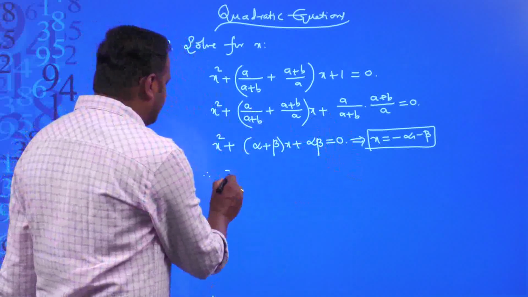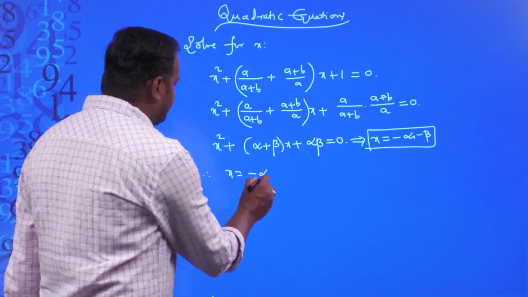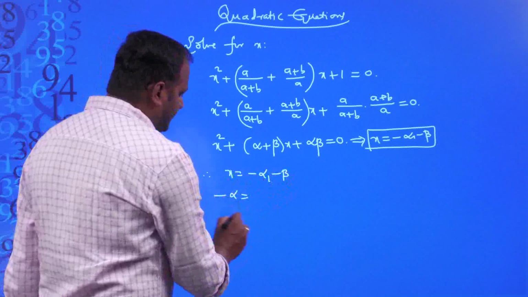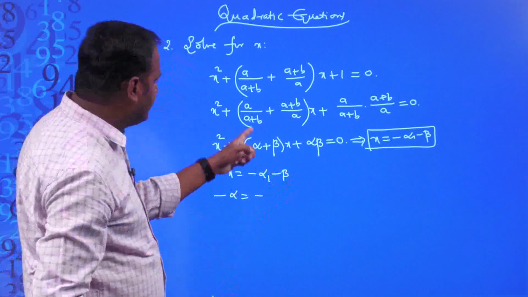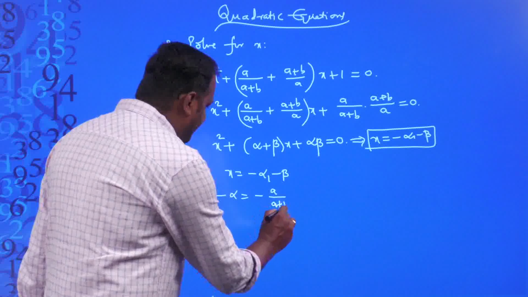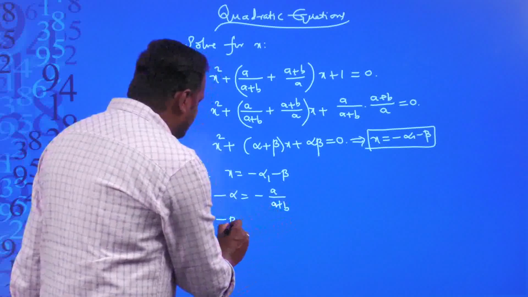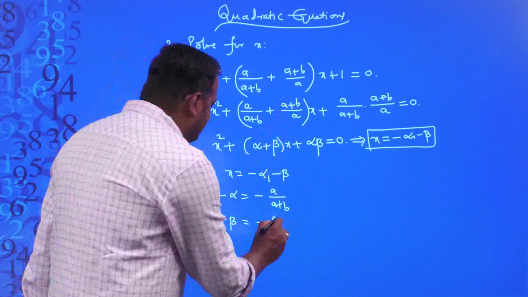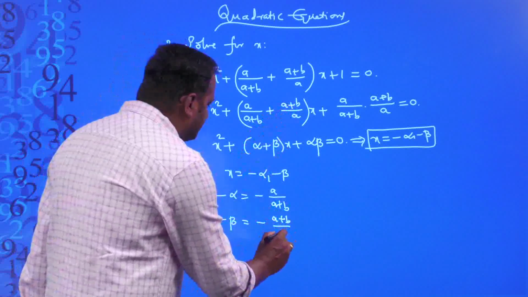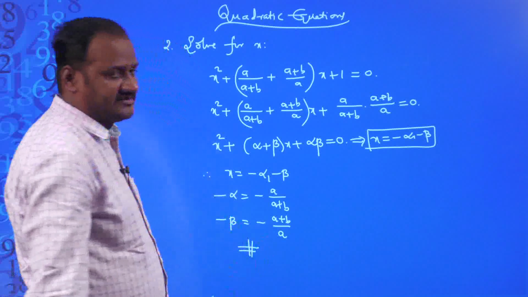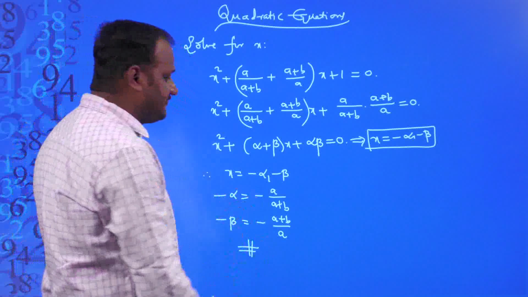Yes, therefore, x is equal to minus alpha comma minus beta, where minus alpha is going to be minus, in the place of alpha you have a divided by a plus b, and minus beta is going to be a plus b divided by a. So, minus a plus b divided by a. So, these are the roots of the given quadratic equation, meaning these are the values of x.